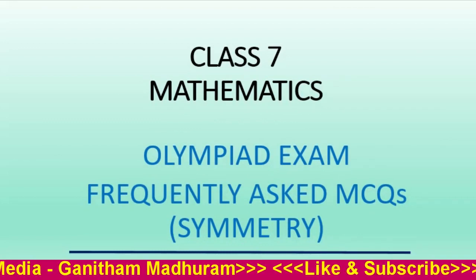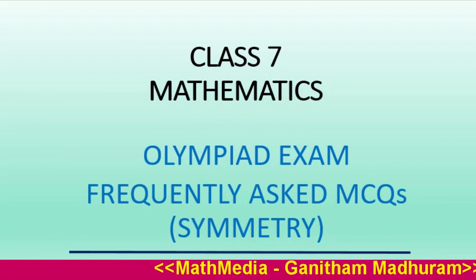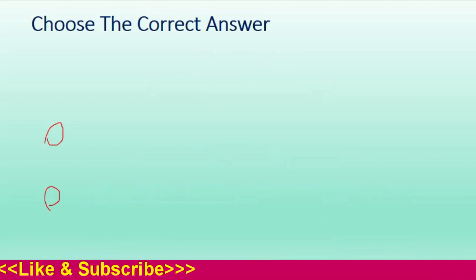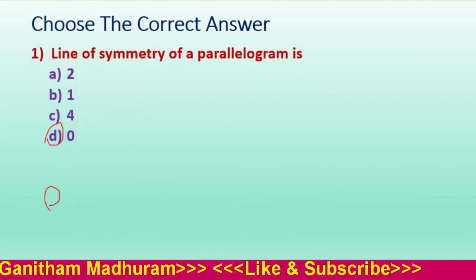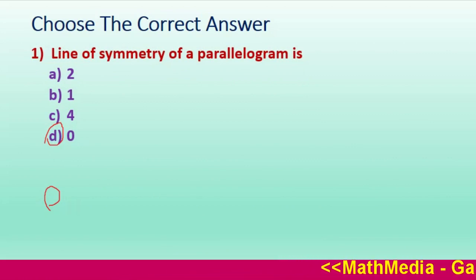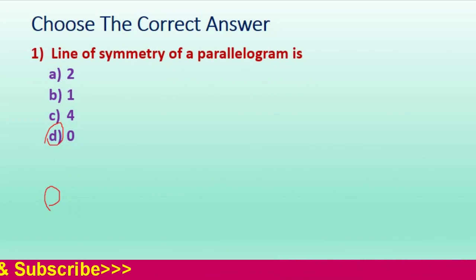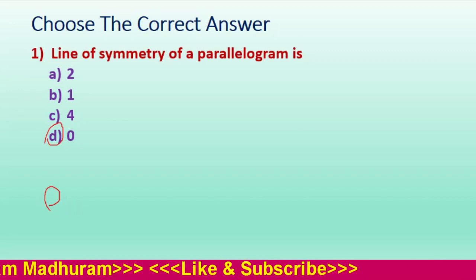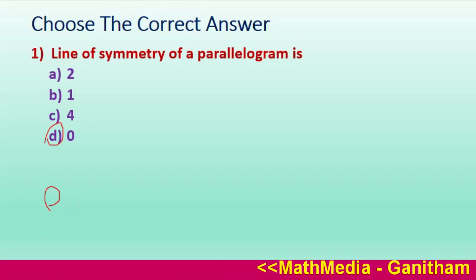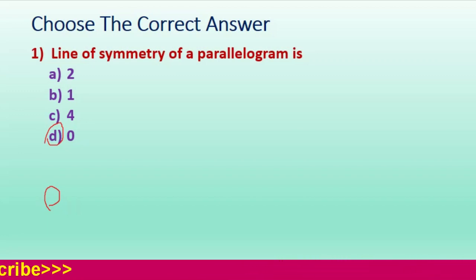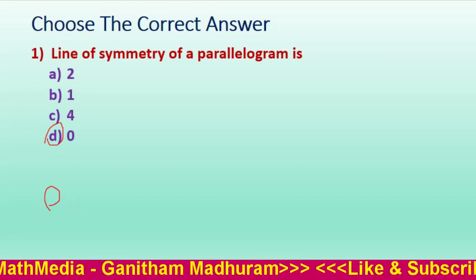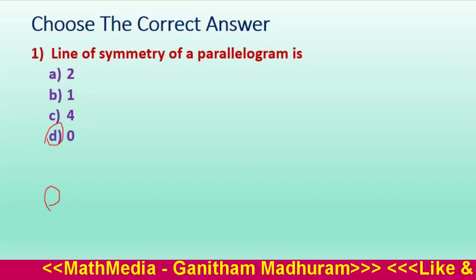Here are some objective questions, frequently asked MCQs from Chapter 14, Symmetry. Our first question: write the line of symmetry of a parallelogram. Option A 2, option B 1, option C 4 and option D 0. You know that a parallelogram has no line of symmetry, hence our option is option D, 0.